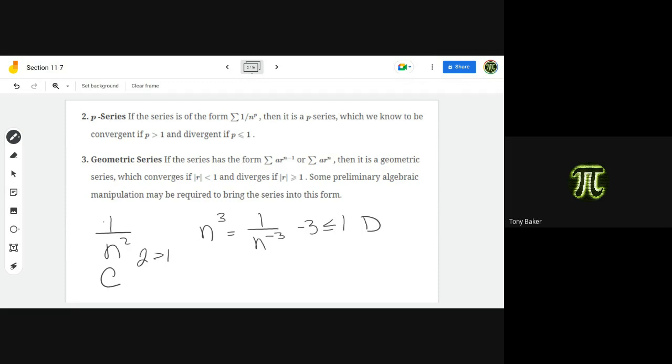The geometric series has to be in the format of a times the ratio to the n minus 1 or the n power. Both of them will end up working. It just depends on where you're starting. And then in that one, it's the ratio you're looking at. It's the R value. If the absolute value of R is less than 1, it converges. And if the absolute value of R is greater than or equal to 1, it diverges. So those two tests, you'll actually know if it's convergent or divergent.